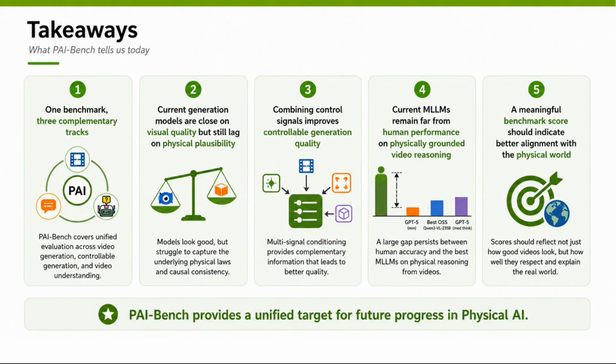To summarize, PAI-Bench gives one benchmark with three views of physical AI. In generation, models are visually strong, but physical plausibility still needs improvement. In controllable generation, multiple control signals help, but fidelity, quality, and diversity must be evaluated together. In understanding, current MLLMs remain far below human performance and need temporal evidence from video. PAI-Bench gives us a unified target for measuring progress on physically grounded perception and prediction.